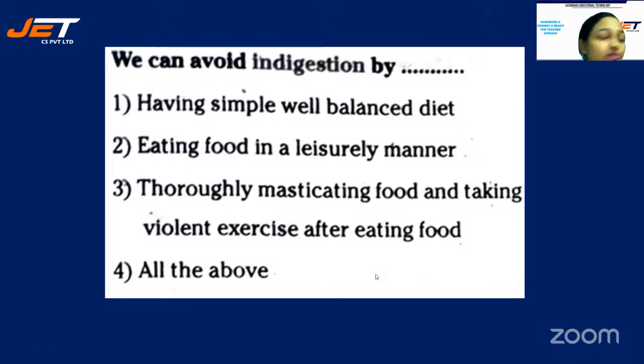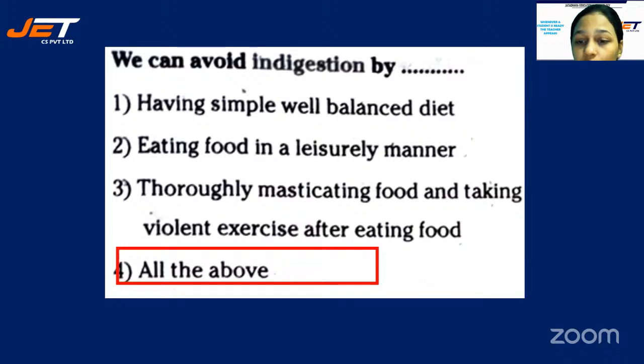Alright, students. So the correct answer is option. Just give me one second. Alright. The correct answer for this question is all the above. Those who are writing option number 4, they are right. We can avoid indigestion by following all these steps.